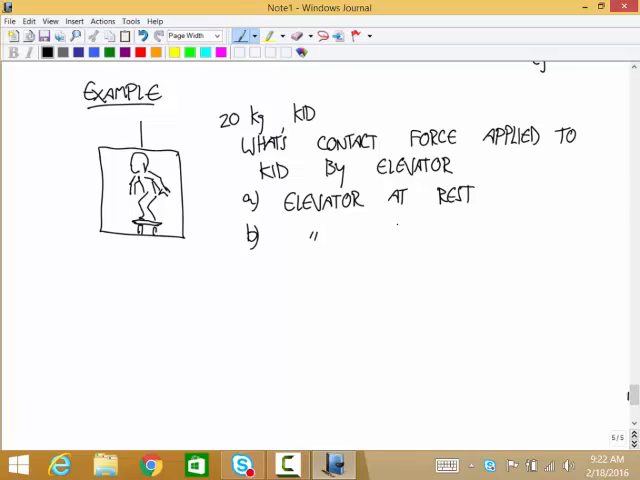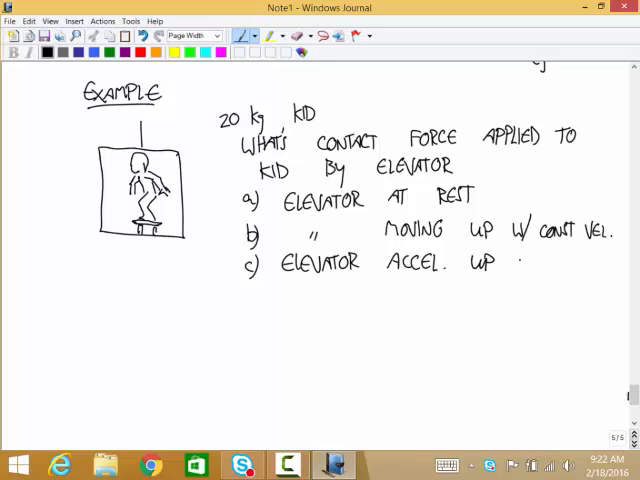Second, if the elevator is moving up with a constant velocity. And third, I guess I have four. So third, if the elevator has an upward acceleration of 2 meters per second squared. And fourth, if the elevator is accelerating down at 2 meters per second squared.